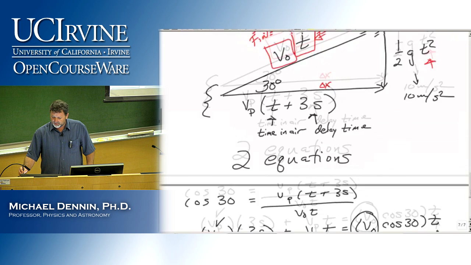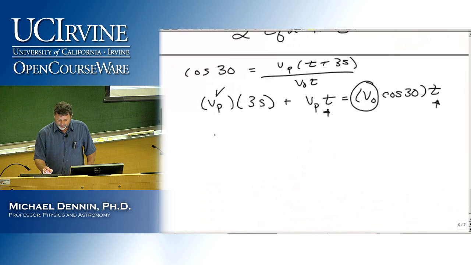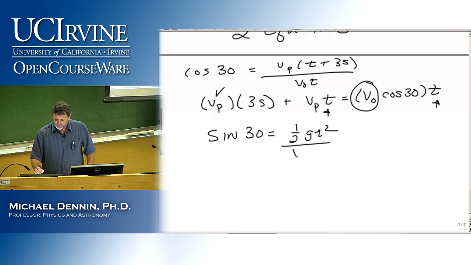So if I look up here, I see that in this case, it's the sine. I'm sorry, it's the tangent once again. Is that what I want? What am I going to go for? No, I'm actually going to go for the sine in this case, because it turns out to be nice. I went for sine of 30 equals 1/2 g t squared over V naught t.